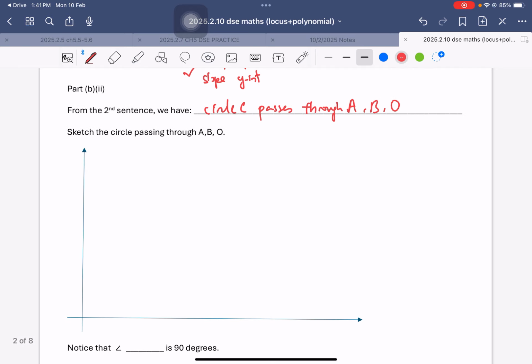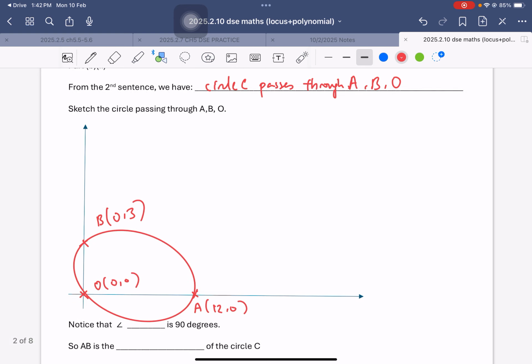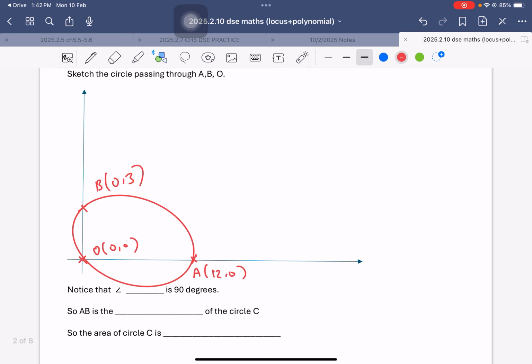Remember where is A? A is on the x-axis or on the y-axis? X-axis. So this is going to be your A. What is the coordinates here? 12, 0. And then what is the coordinates of B? 0, 3. And where is O? O is the 0, 0. Then you can draw a circle, isn't it? You can draw a circle directly by yourself. You don't need to be perfect. Mine is not perfect. Doesn't look like a circle at all, but just a graph. Okay?